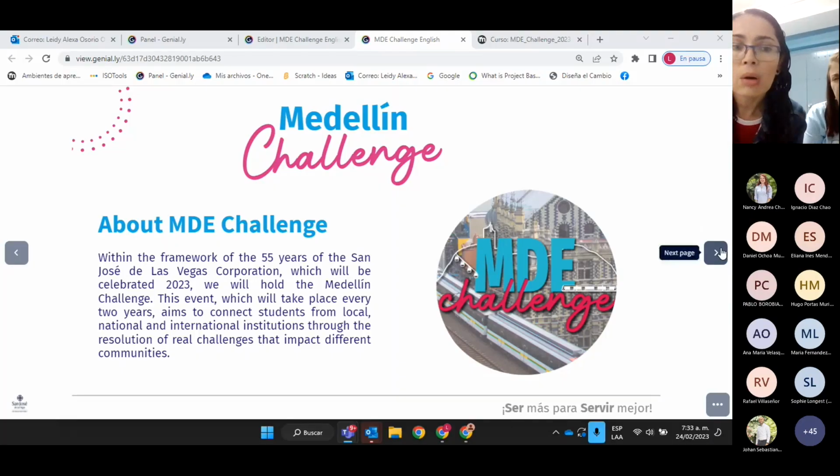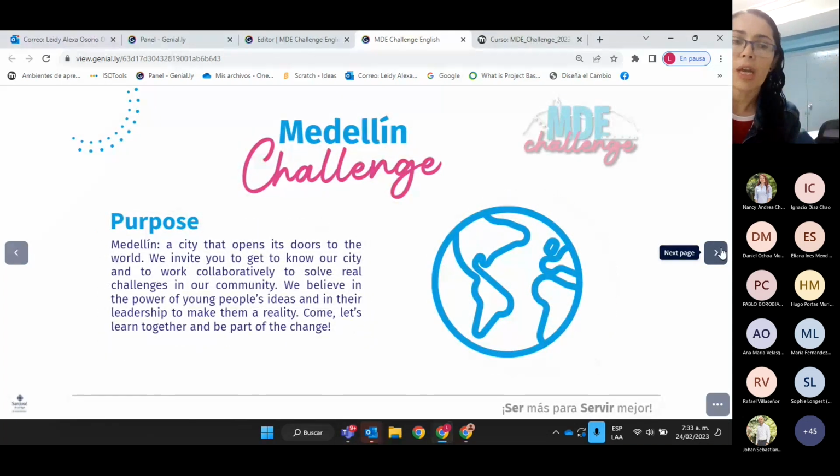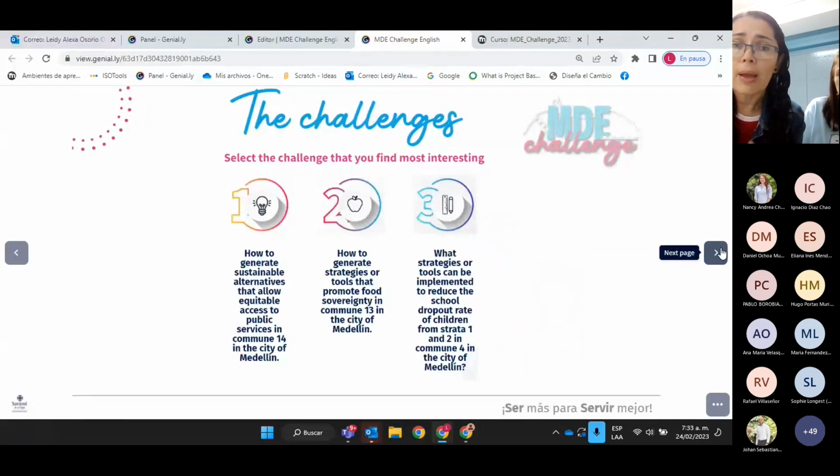As you know, Medellin Challenge is an international project whose purpose is to empower youngsters around the world. The idea is that the students can solve a challenge and at the same time develop different skills, right? As you know, we have three important challenges. Each challenge is for a commune from Medellin, Colombia.